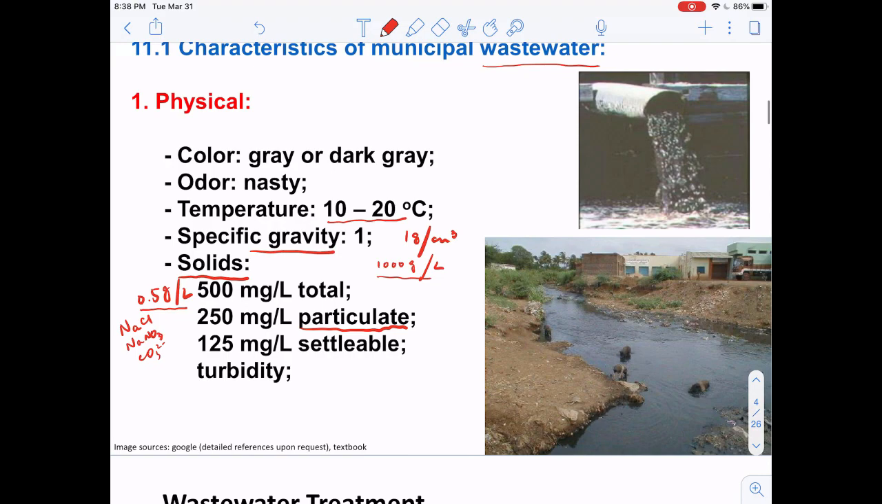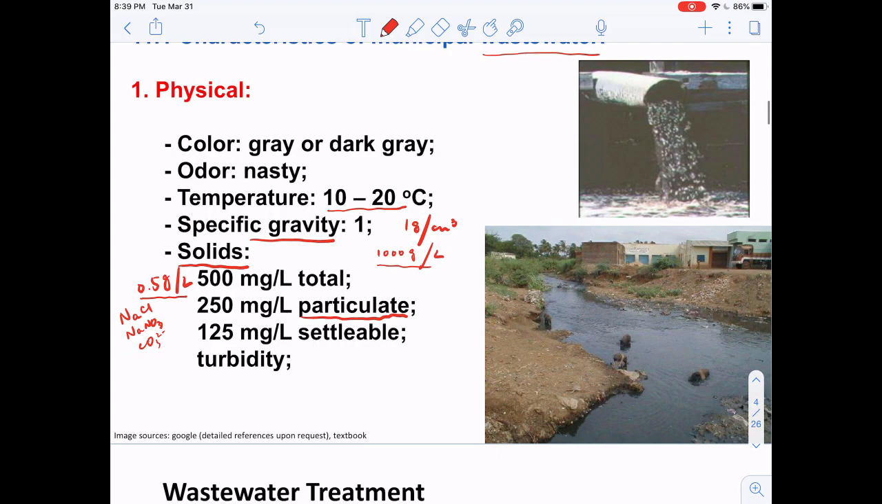And for this 250 milligrams per liter of particulates, half of them are settleable, which means they are heavier particles. If we give them enough residence time or settling time, these larger particles will settle to the base of the wastewater ducts or containers. The other half of the particulates are non-settleable, or suspended in the water, and that is going to create the turbidity of the water.